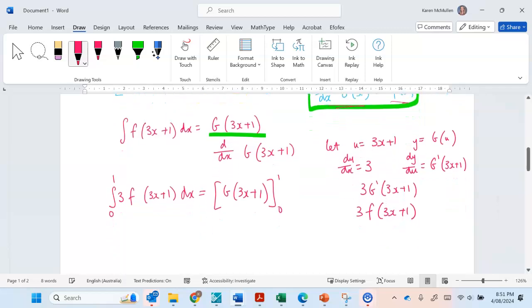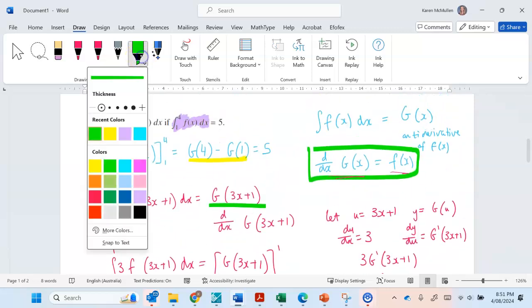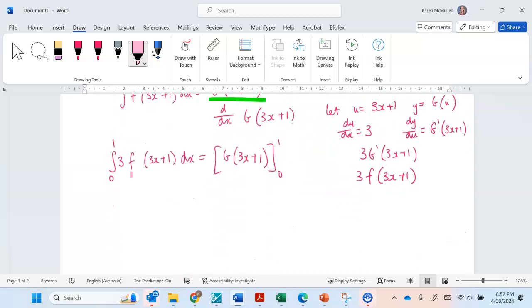Now, what I want to do is just, because we're finding, let me do this in a different color that we haven't used yet. All right, because we are finding just f of 3x plus 1, and I've got this 3 here. All right, so we just want this part left. I'm going to take that 3 out the front.